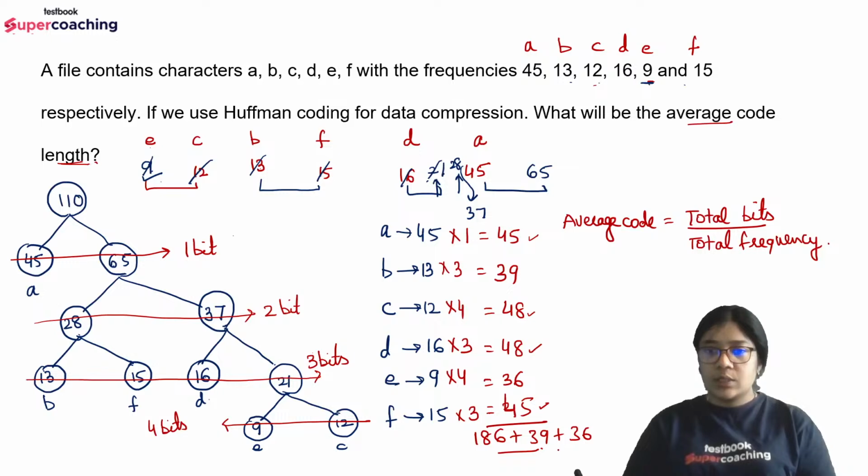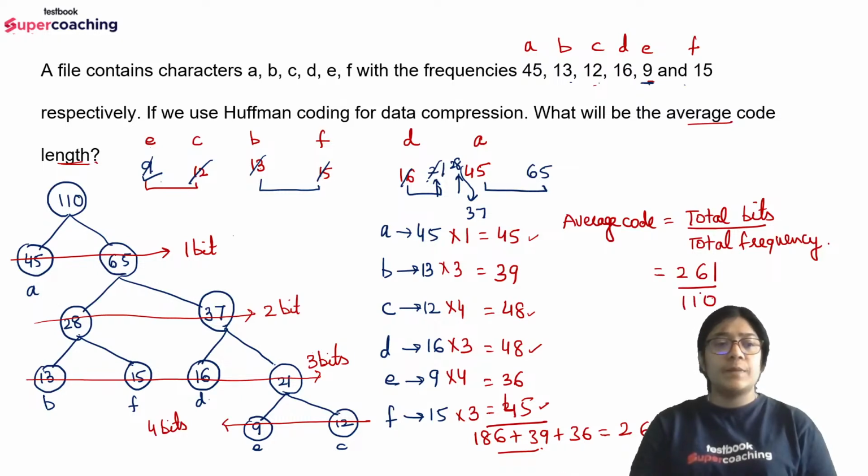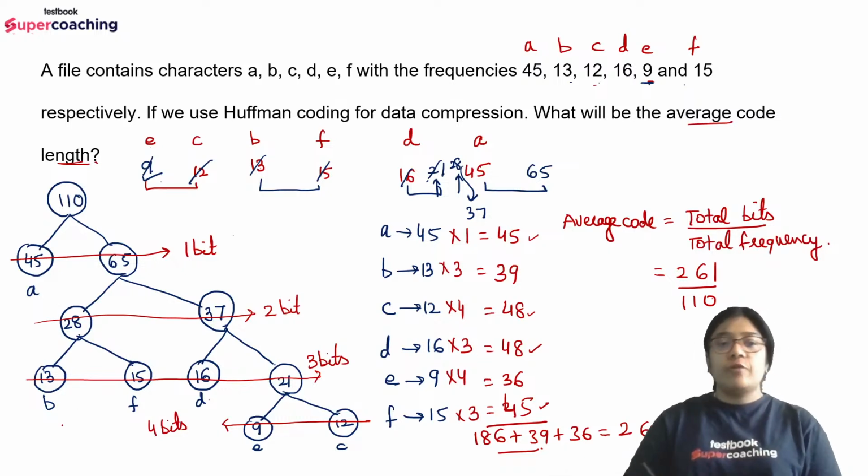It comes out to be 261. So this is 261 divided by 110. That is the average code length. Okay, so this is the idea of Huffman coding.